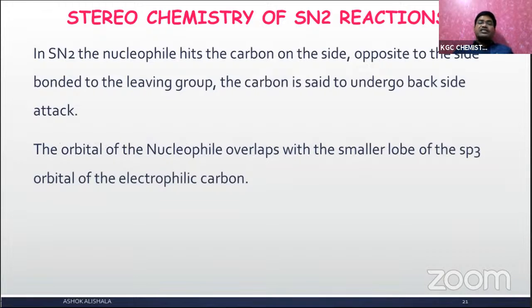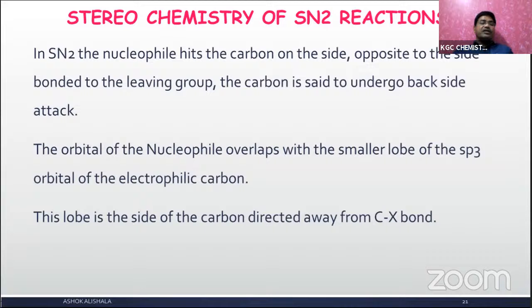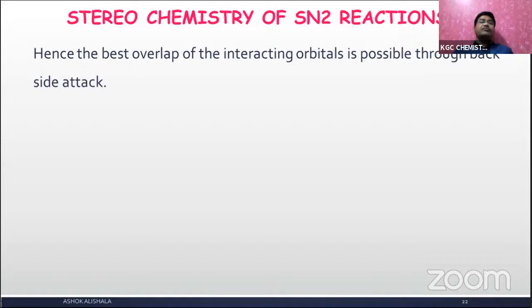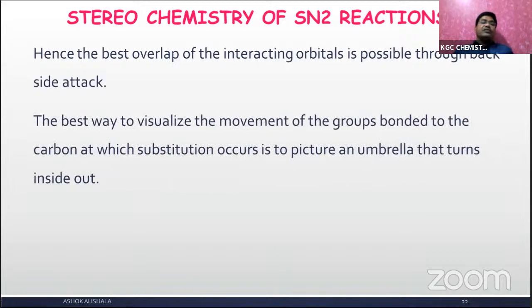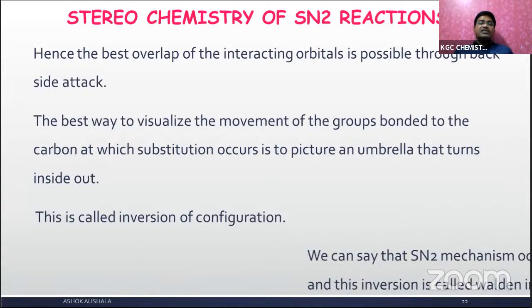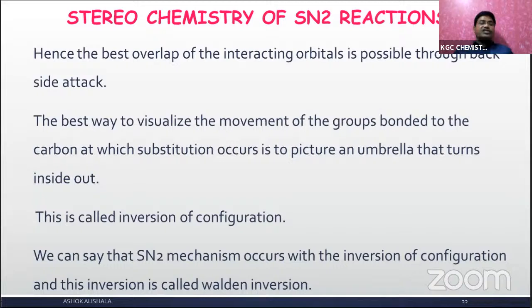The orbital of the nucleophile overlaps with the smaller lobe of the sp3 hybrid orbital of the electrophilic carbon. This lobe is the side of the carbon directed away from the carbon-halogen bond. Hence, the best overlap of the interacting orbitals is possible only through backside attack. The best way to visualize the movement of the groups bonded to the carbon at which substitution occurs is to picture an umbrella that turns inside out. This is called inversion of configuration, or Walden inversion.